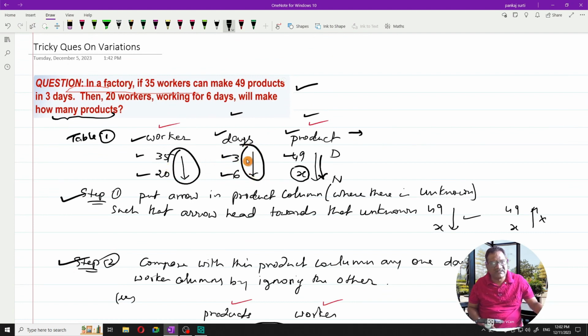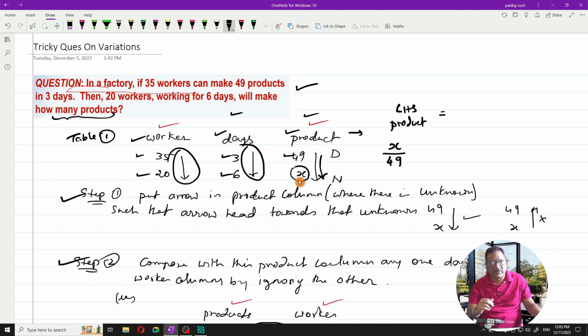Now once all the 3 columns are ready with all the relevant arrow marks, the last step will be to write the equation. Now how to write the equation? I'll show you the equation here only. On the left hand side, you have to write the product column or the unknown column. In this case it was product. In some other question it can be something else. So the LHS should be the product column, and write the fraction in such a way that the unknown is always on the top in the numerator and the other number is in the denominator.